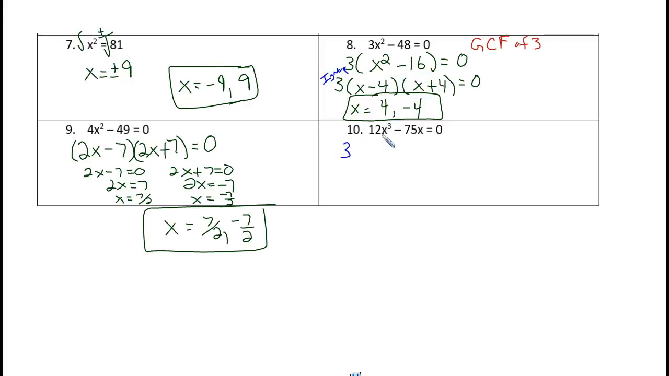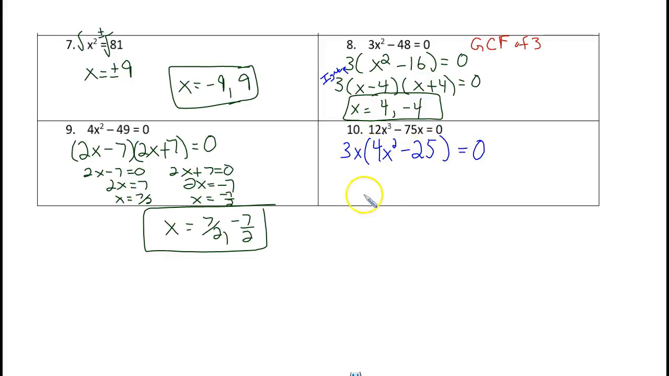And I want you to also notice that there is an x in both parts, x to the third and x. And remember, the greatest common factor when you have a variable is just the smaller of the two. So between x to the third and x, x is smaller, so we're going to factor out the x. This means we divide by 3 and by x. So 12 divided by 3 is 4. X to the third divided by x is x squared. Negative 75 divided by 3 is negative 25. X divided by x cancels out. And now, ladies and gentlemen, we have 4x squared minus 25.